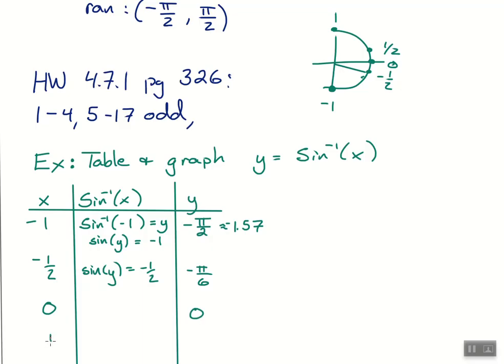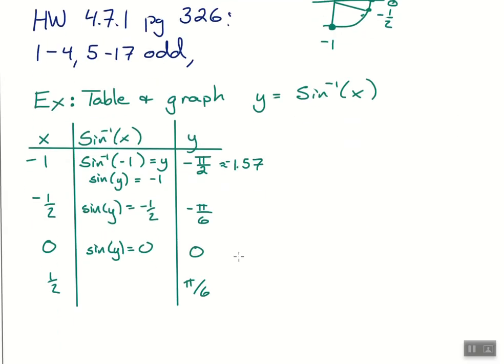Cool. How about positive 1/2? Positive pi 6. And I'm skipping over this middle part, but I just want to emphasize, this is just saying, hey, what value of y gives me 0 on the right half of my circle? Okay, only one more. Last one is a positive 1 again, and that happens at pi halves, I believe.